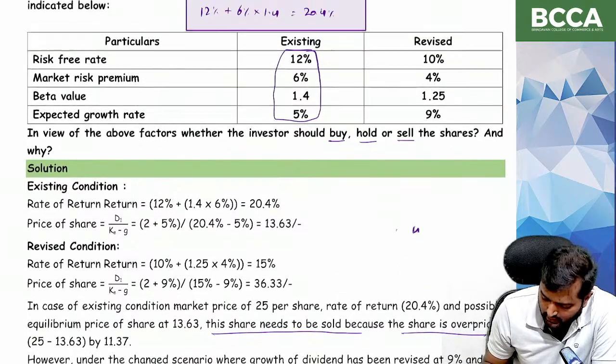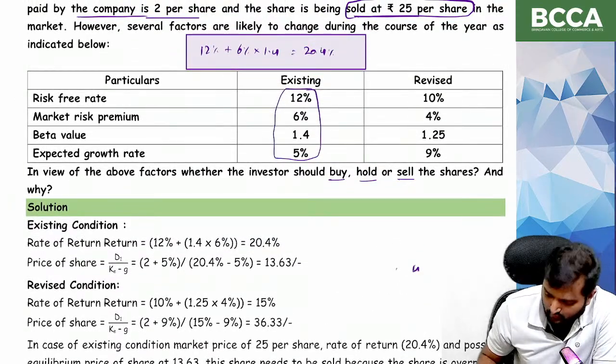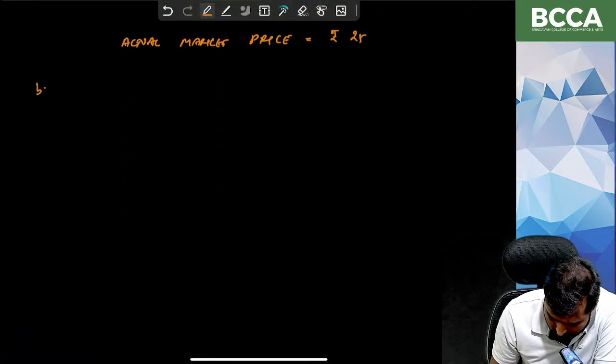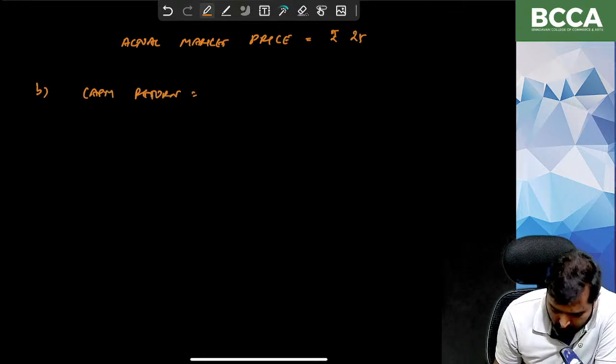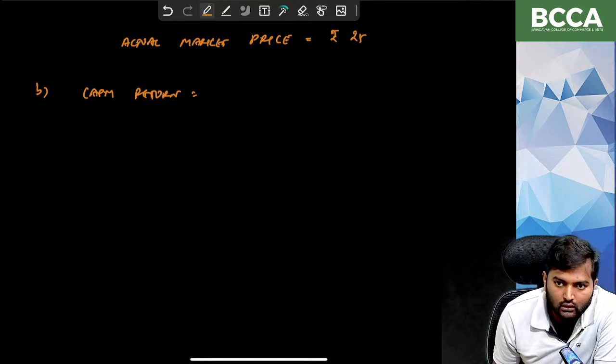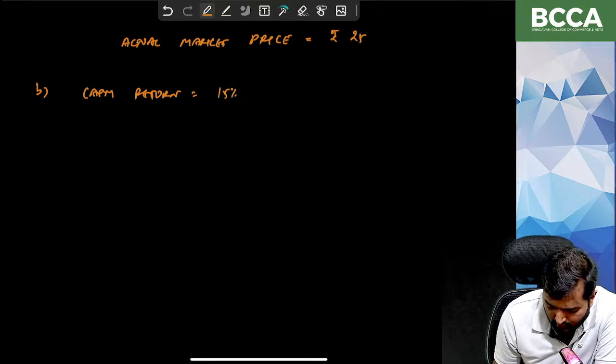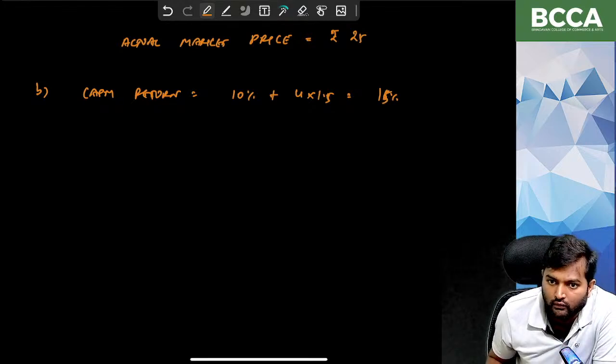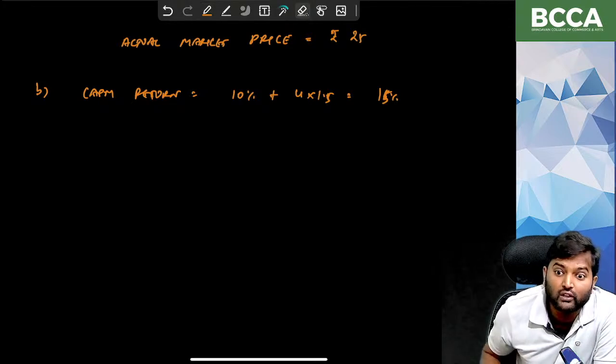What about the revised scenario? In revised scenario, CAPM return is equal to 15 percentage. Tell me the calculation. 10 plus 4 into 1.5, 15 percentage. 15 or 16? 4 into 1.5?